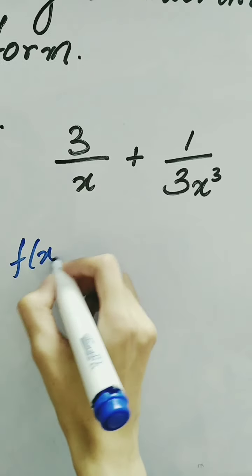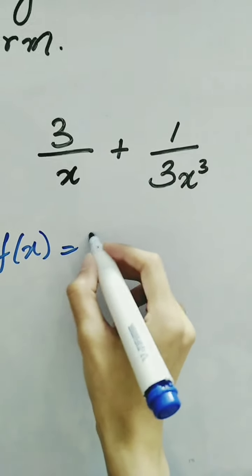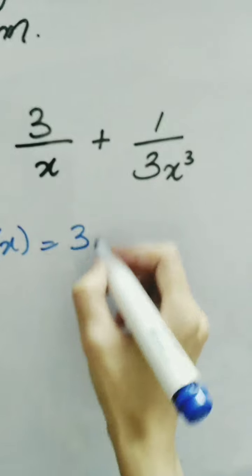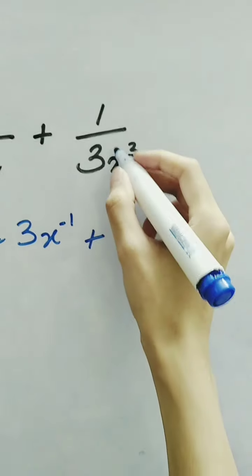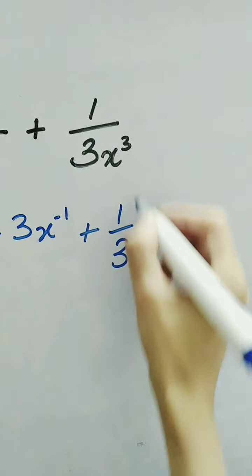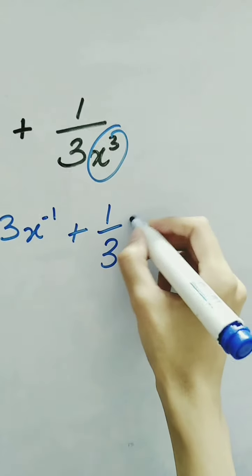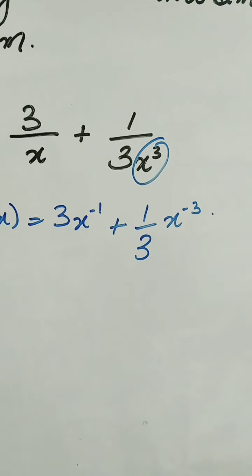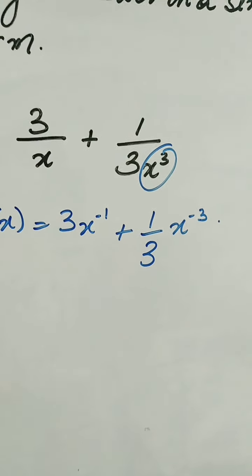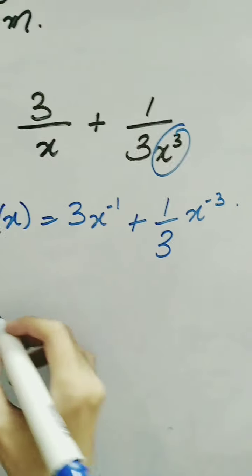So first of all we have 3 over x. We take this x into the numerator and it becomes x raised to the power minus 1. And similarly for 1 over 3x cube, we take this x cube into the numerator and it becomes x raised to the power minus 3. Now we are going to take the derivative of this function.